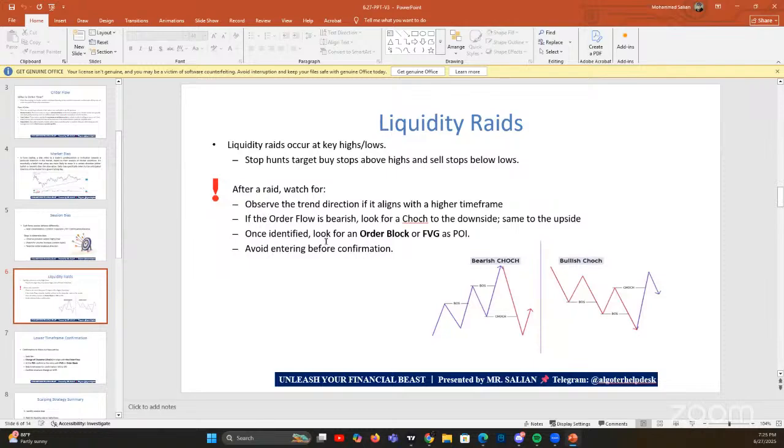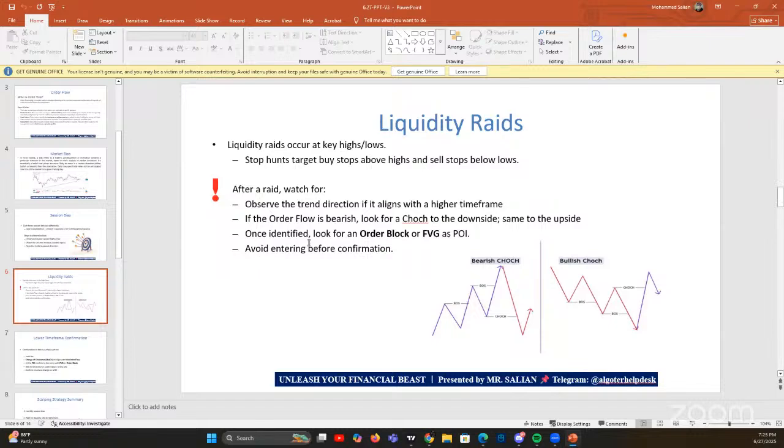So if the order flow is bearish, look for a change of character to the downside, same to the upside. So if the order flow is bearish, like this, look for that change of character. And that's the time to buy. And on a different note, when it's going up and then it breaks the last lower high, that's a change of character. And then this will be the time to sell. Easy, easy like that. I hope you understand. We already discussed this many times.